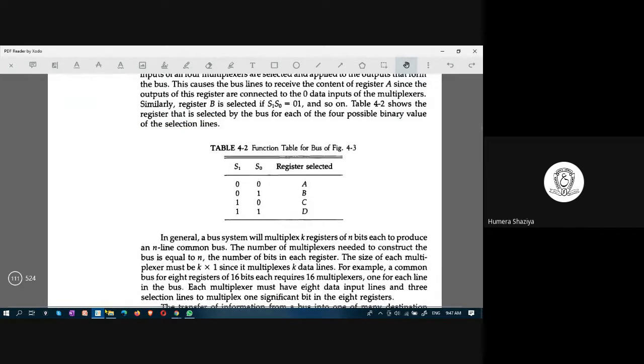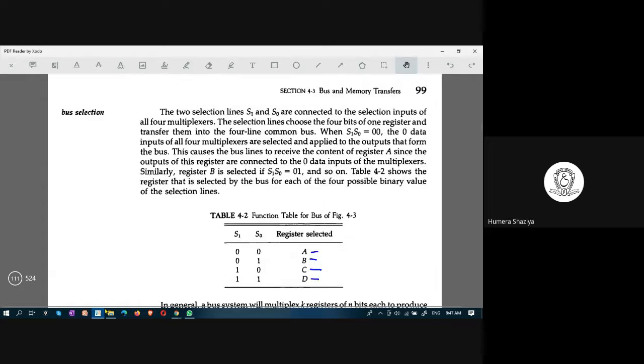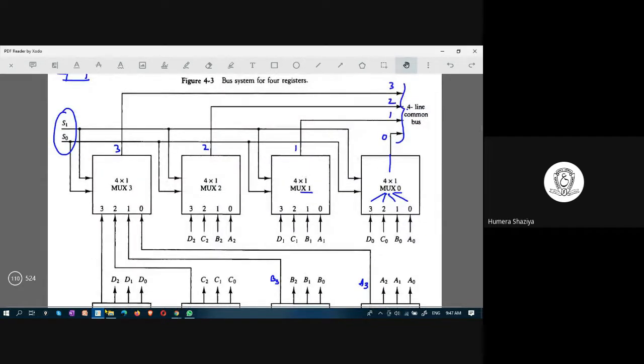When they both are 0, 0, S0 is 0, S1 is 0, which register would be selected? Register A. When S0 is 1, S1 is 0, register B would be selected. When S0 is 0, S1 is 1, register C would be selected. When both are 1, 1, register D would be selected. When they are receiving input from multiple registers, which register input should be chosen and sent out on the output line is determined from these 2 lines.